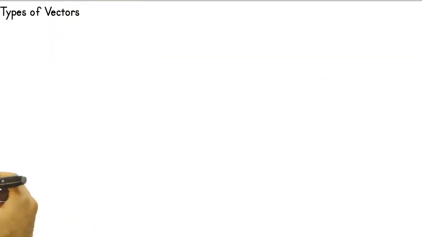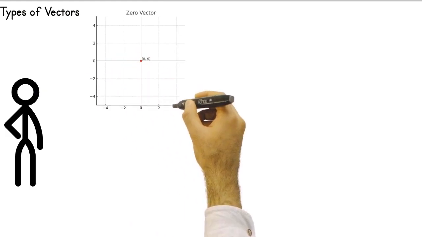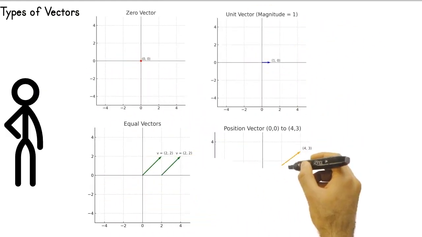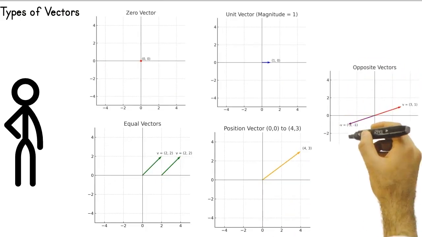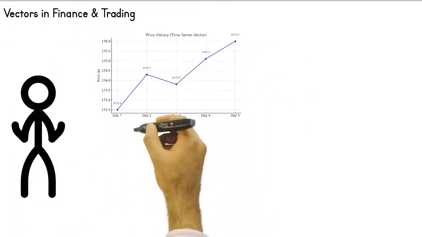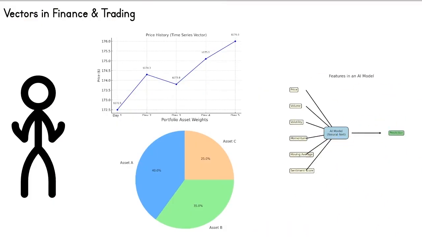Vectors come in many types: zero vectors, unit vectors, equal or opposite vectors, and even those that lie in the same line or plane. In finance, vectors are everywhere: price history, features in AI models, asset weights in portfolios, and more.